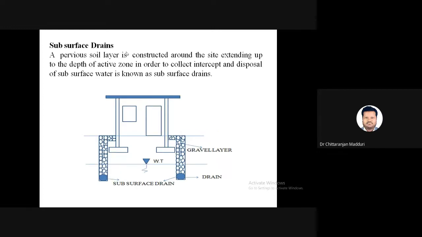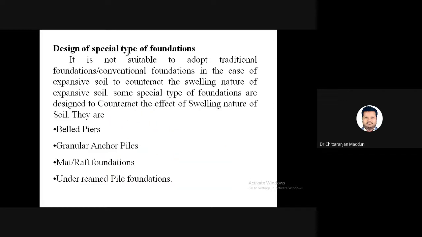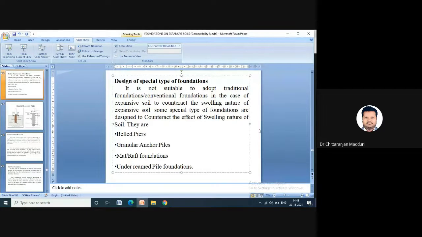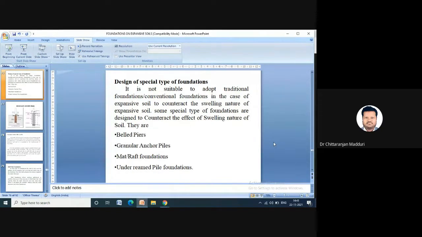Subsurface drains. A pervious soil layer is constructed around the site, extending up to the depth of the active zone, in order to collect, intercept, and dispose of subsurface water. It is known as subsurface drains. In the next class, I am going to discuss the special types of foundations which are adopted in the case of expansive soil.